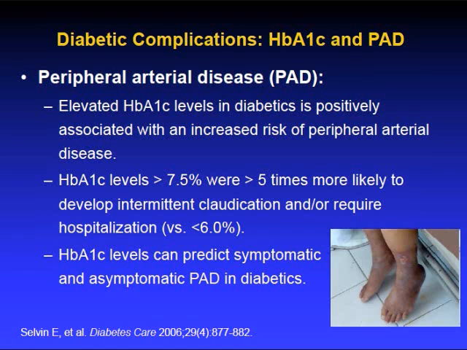It has been found that elevated A1c levels in diabetics are positively associated with an increased risk of peripheral arterial disease. Those with hemoglobin A1c levels of greater than 7.5% were more than 5 times more likely to develop intermittent claudication and/or require hospitalization versus hemoglobin A1c levels of less than 6.0%. Overall, A1c levels can predict symptomatic and asymptomatic peripheral arterial disease in diabetics.